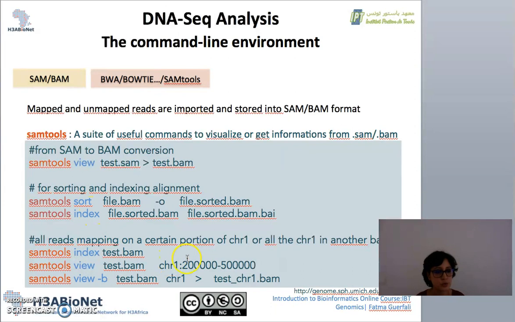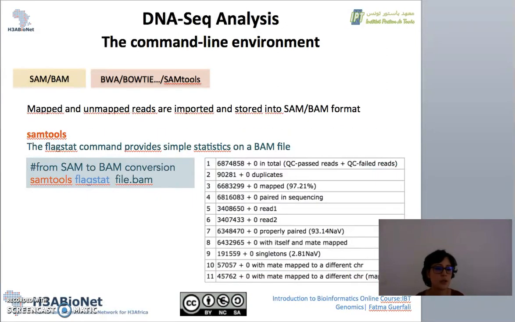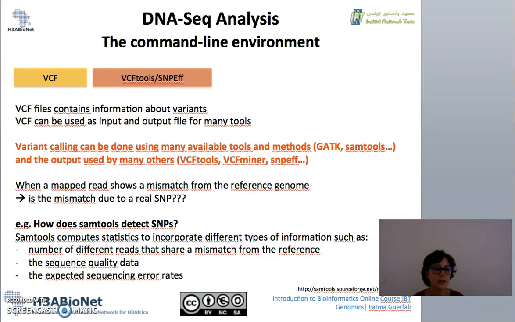You can also view certain portions of these files. So here, for example, you have the chromosome 1 entirely displayed into that other specific file, or just portions of that chromosome 1. Another very useful command is flagstat, that allows you to get some metrics on your SAM and BAM. And another thing is to obtain the VCF file.